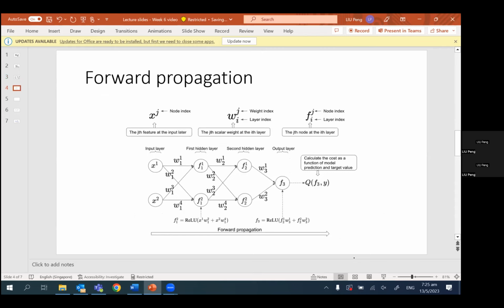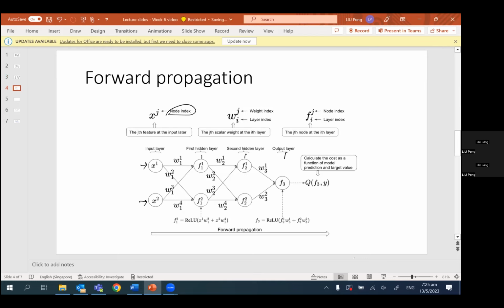All right. So let's look at a few illustrative examples for forward propagation. Now, this is a 3-layer network. So this is the first hidden layer, second hidden layer, and output layer, right? So initially we change the notation a bit. We use these two to denote the node index, right? So this is node 1, this is node 2, or feature 1 and feature 2, right? So this is essentially the features.